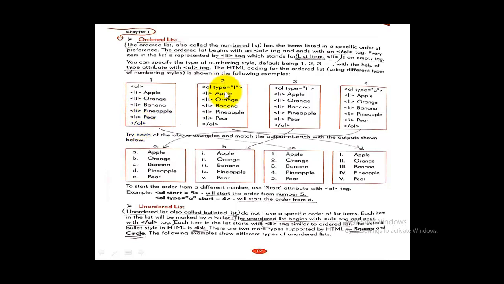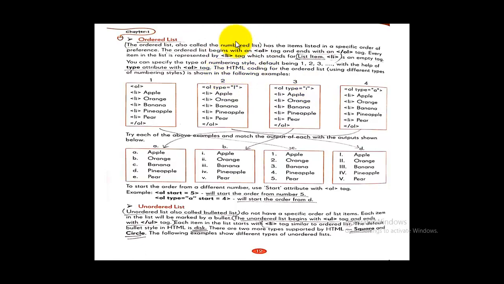Now in example 2 here, the type is given. If nothing is given here, it will come as 1 2 3 by default. Now if type is given here, type equal to I here, this is the Roman numeral.